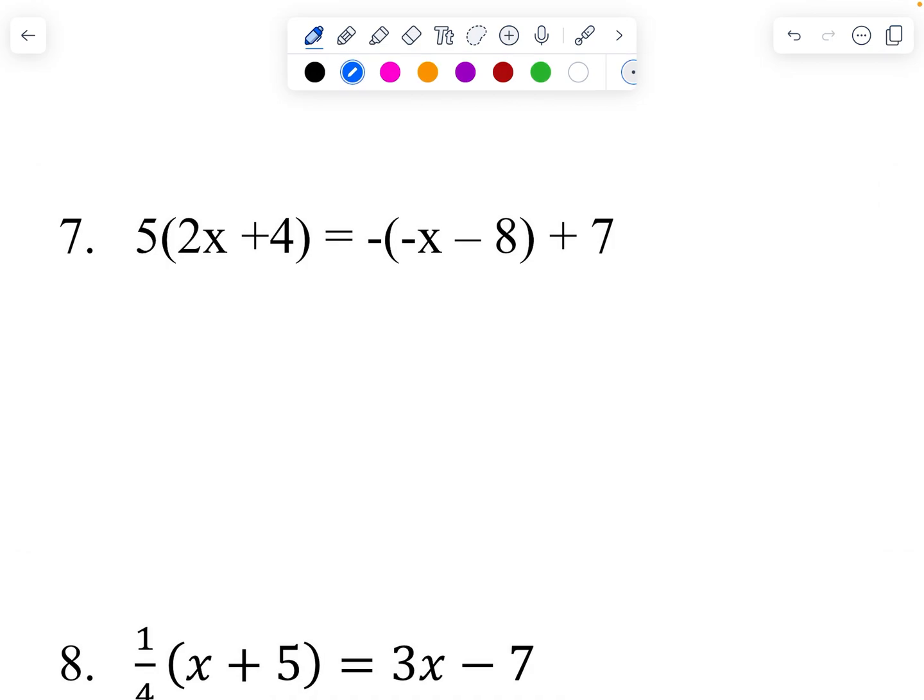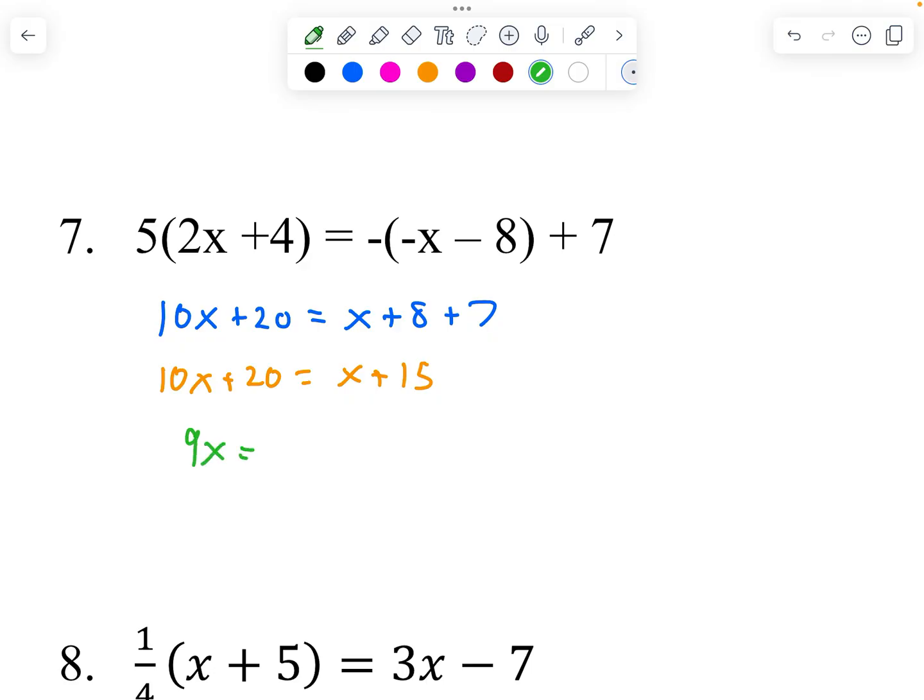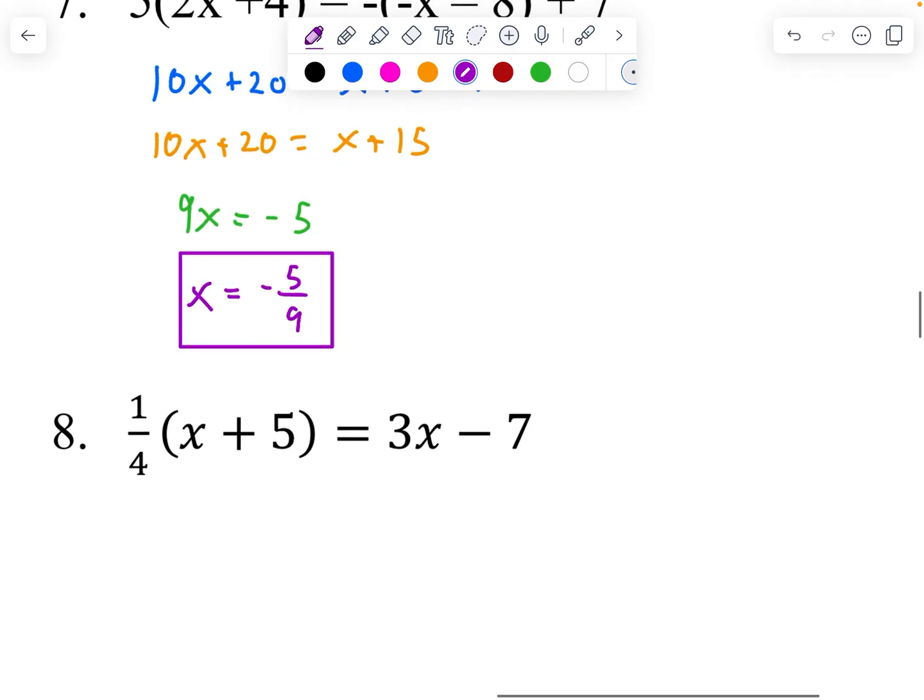So distribute first. Over here we get 10x. 10 doesn't look very nice. 10x plus 20 equals, distribute your negative, so it becomes positive x plus 8 and then plus 7. And then combine like terms when possible, which we can on the right side here. And now I'm going to subtract x and subtract 20, which will get me -5. And so divide by 9, you get x equals -5/9. You can just leave it as a fraction, or you can use a calculator and divide it if you want.